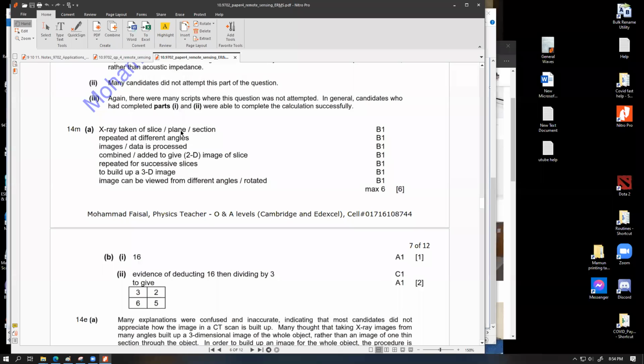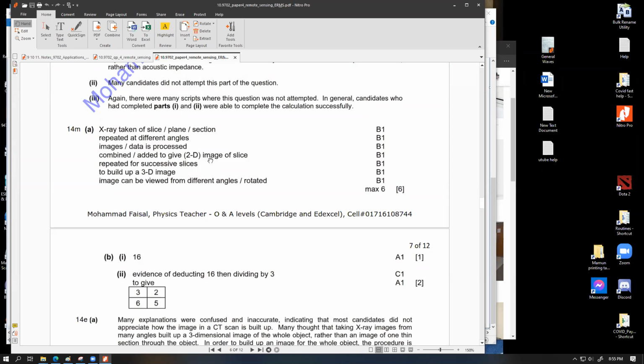X-ray taken of a slice or plane or section. Anyhow, this information included gives you 1 mark. The scan is repeated at different angles. You can mention 4, or you can choose not to mention 4, but there will be multiple scans at different angles, which scores you the 2nd mark. Images or data is processed by a computer typically, so they have to be processed. Process means you have to know the individual pixel value, and then something has to be done with them. So this information scores you another mark.